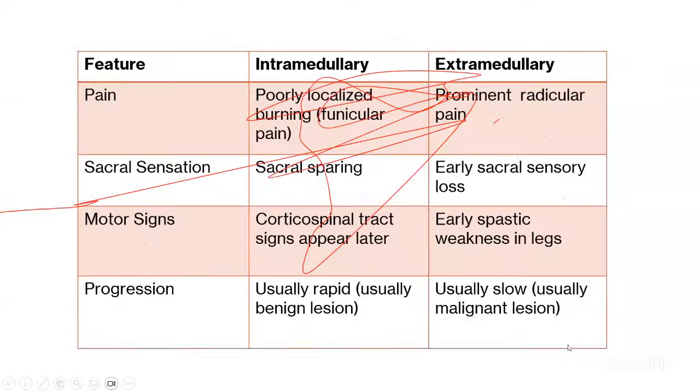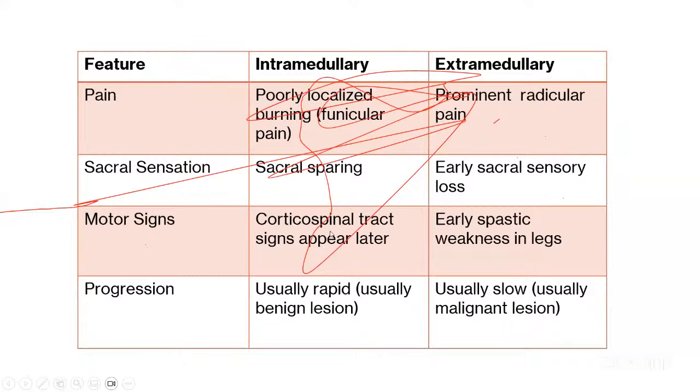And other things we have to know for the spinal cord is intramedullary versus extramedullary. Intramedullary pain is purely localized, burning funicular pain. In extramedullary, they'll have a prominent radicular pain. In intramedullary, there is sacral sparing, as I already told, because of the somatotopic arrangement of the fibers in the spinal cord. In the extramedullary, early sacral sensory loss will be there.